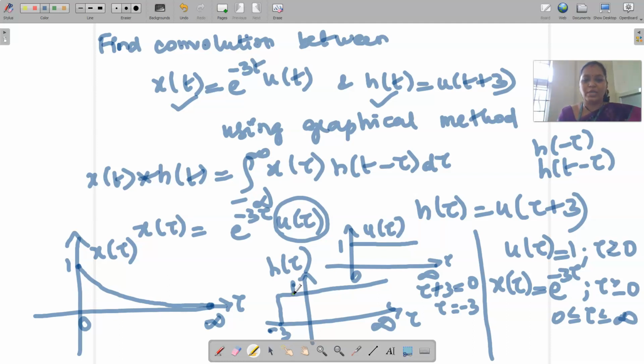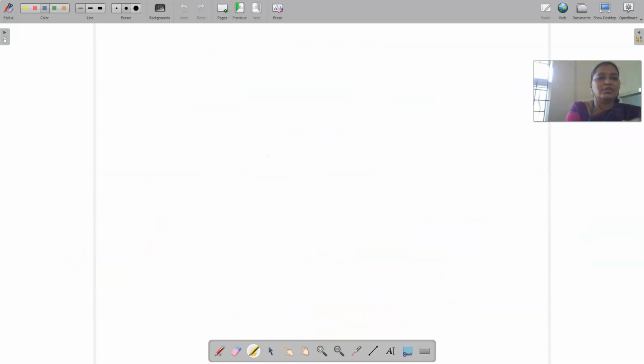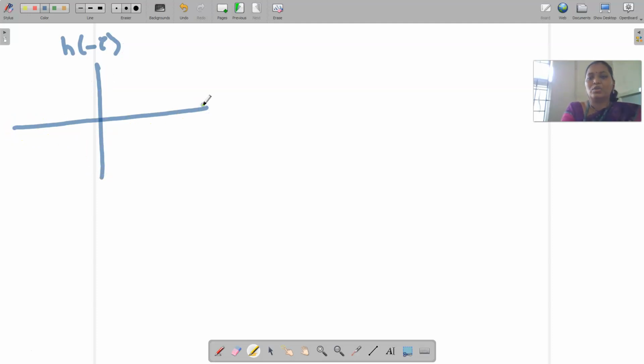From these two diagrams, I need to find out x of minus tau, h of minus tau, and then h of t minus tau, and then finally I have to multiply and find the integration part. So next I need to find out h of minus tau. H of minus tau is nothing but the reversal signal. Already we have determined that h of tau varies from minus 3 to infinity. This is your h of tau.